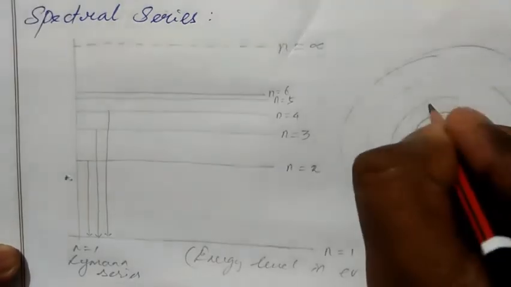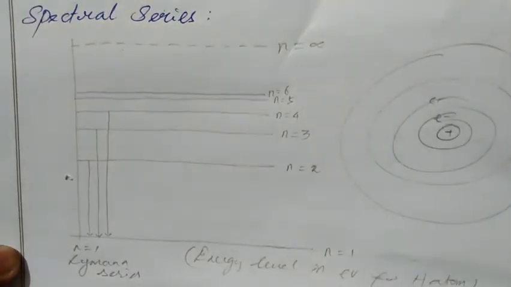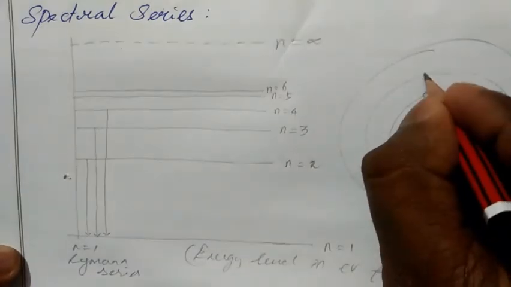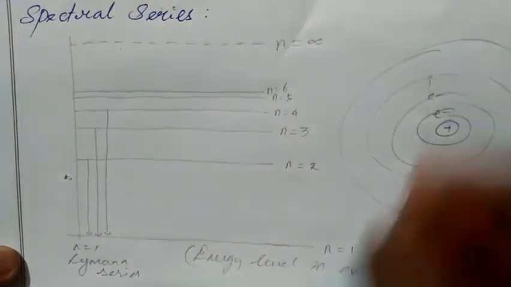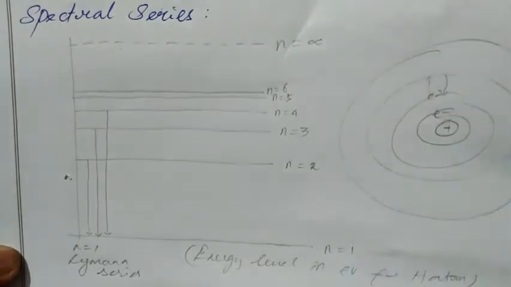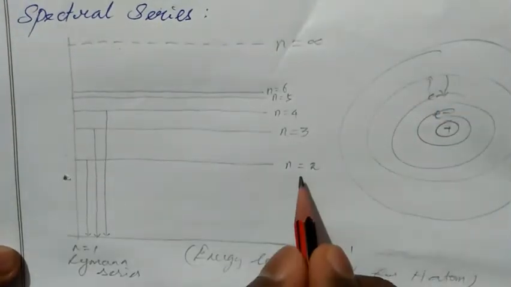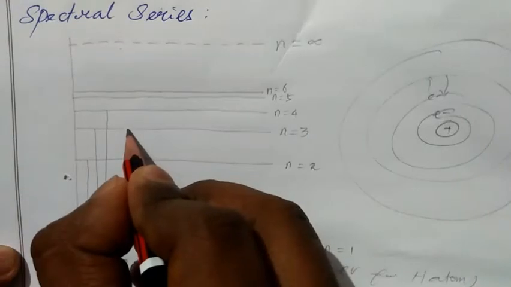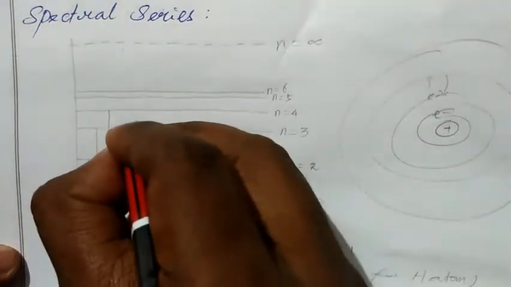Now consider electrons present in the second orbital moving to any other orbital. For example, this electron is excited to the third state, and again it comes back to the second state. So the electron from the second orbital is excited to the third state, and again it comes back to the second state.